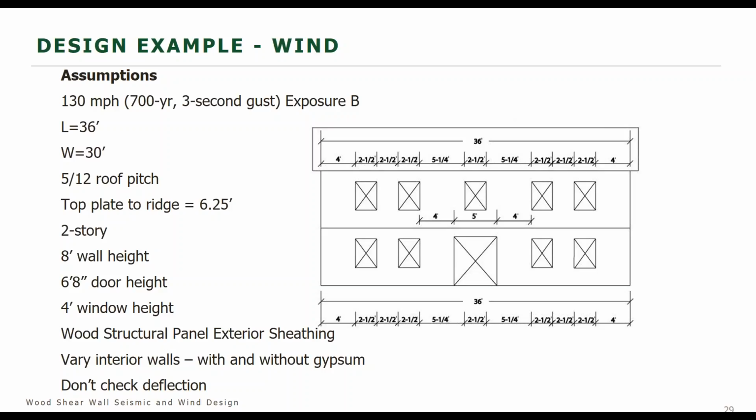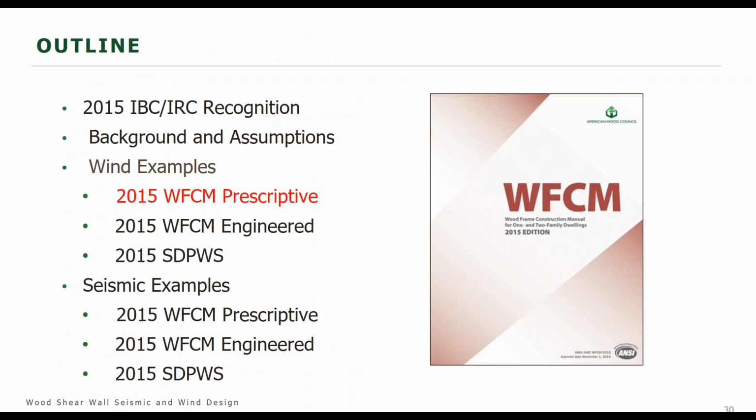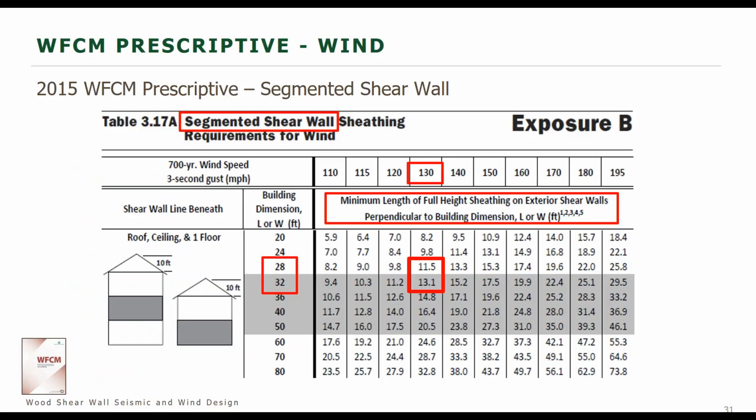We talked about that wood structural panel exterior sheathing baseline wall. We're going to use that, and we're going to check the interior walls both with and without the contribution of the gypsum. So for wind design in SDPWS, I believe it's 4.3.3.2, there's an exception that allows us to combine the capacities for wood structural panel and gypsum wallboard sheathing, but it's for wind design only. So we're going to check it with and without the gypsum, and we're going to neglect the deflection check in this example.